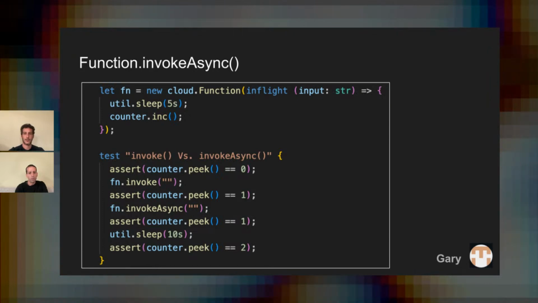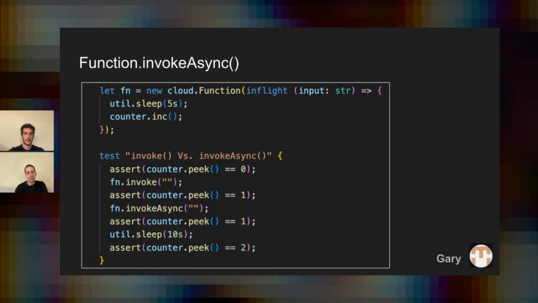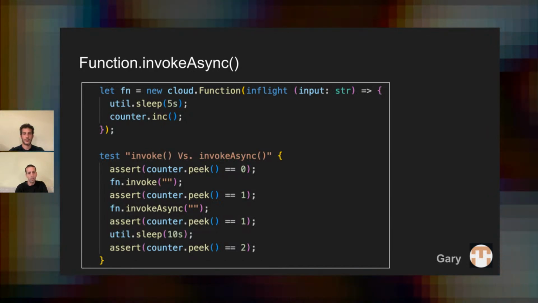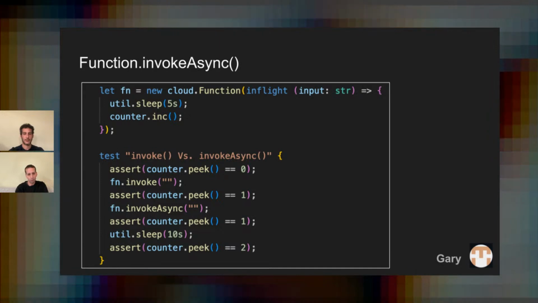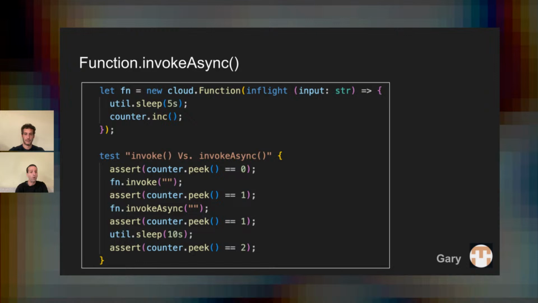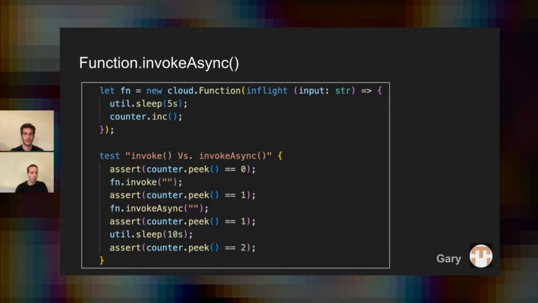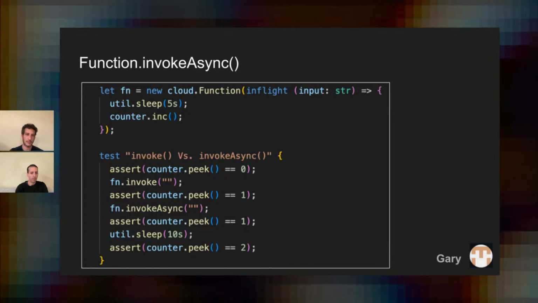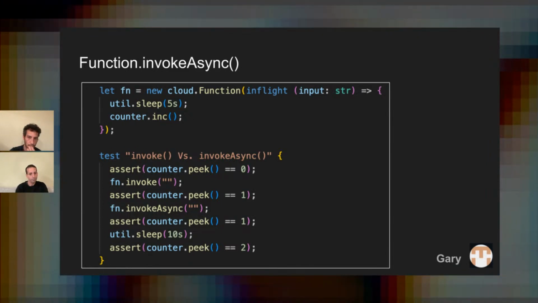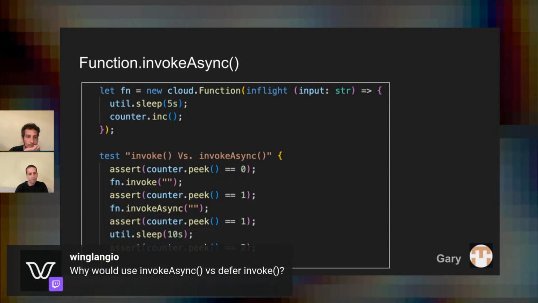Then we invoke. Now, since invoke has to wait before it returns, then we see that the counter has already incremented to 1. But if we use invoke async, which is what Gary added, then it returns immediately and the counter remains at value 1. Only if we sleep longer, then the function does what it's supposed to do and also increments the counter by 1. So that's useful for some other issues.